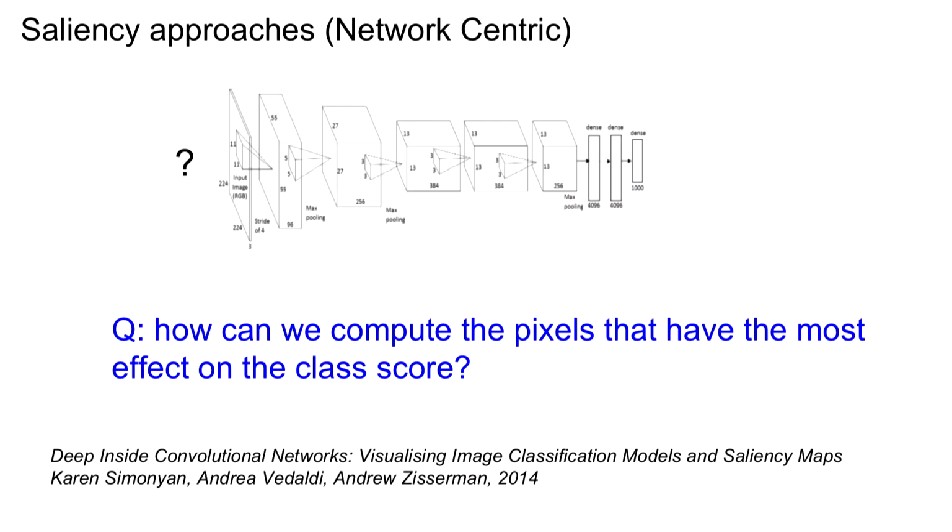Okay, so that was an image-based approach, meaning we only did things to the image. We didn't have to look inside the network. Generally, we can get a lot more information, though, if we do look inside the network. So those are called network-centric approaches. Here we'd like to answer more precisely which pixels from the input image have the biggest effect on the output.